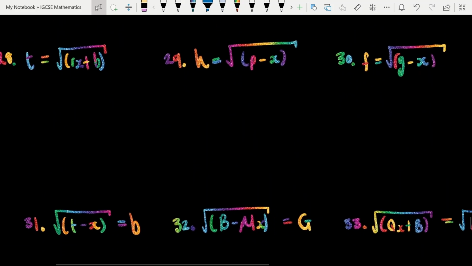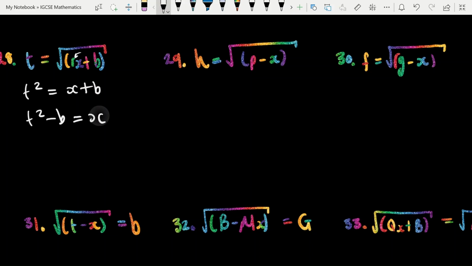Let's keep going. T is equal to the square root of x plus b. Of course, by now we know, take the square root to the other side, it becomes squared. T squared is equal to x plus b. I don't know what number this is, I can't really see. Anyway, b goes to the other side. T squared minus b is equal to x.